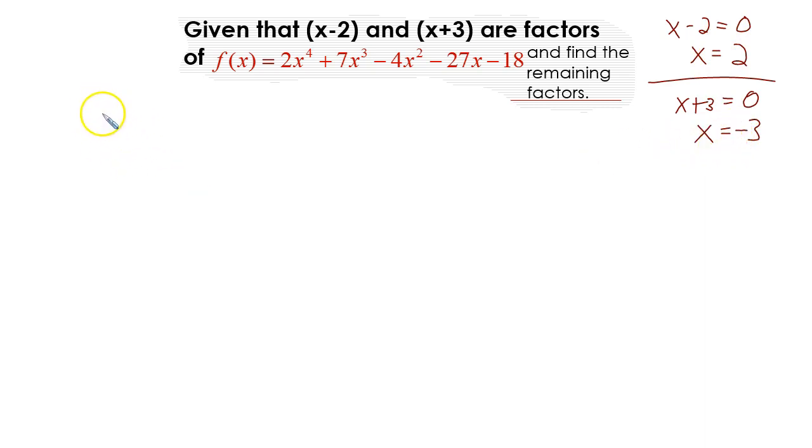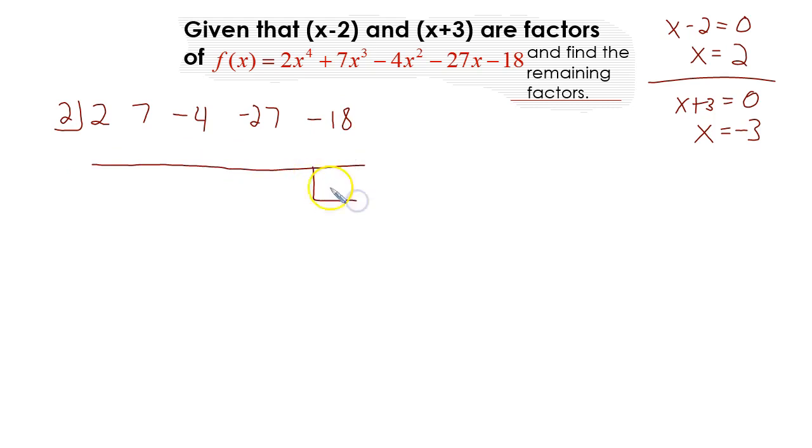We'll start with positive 2. So I'm going to start with positive 2, and I'm going to divide into this. Do my countdown, 4, 3, 2, 1, 0. All of my exponents are there, so I can just copy down coefficients of 2, 7, negative 4, negative 27, negative 18. Now, if I know that 2 is a root, I should end up with a remainder of 0.